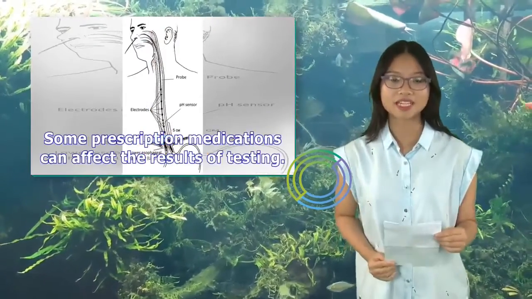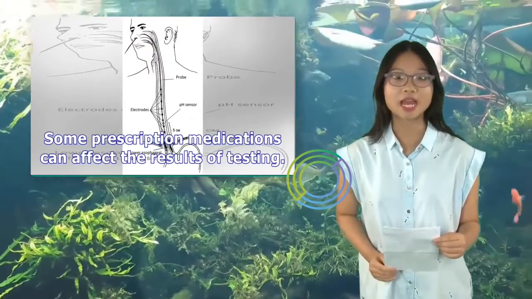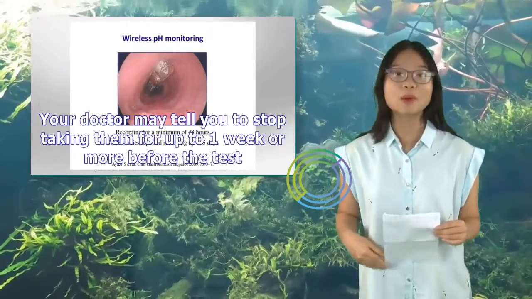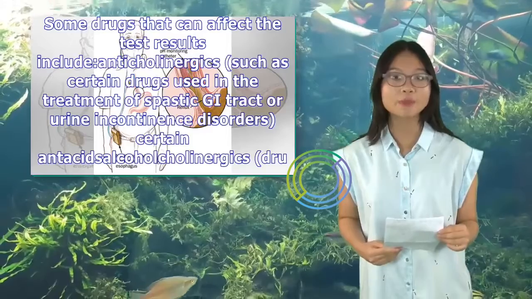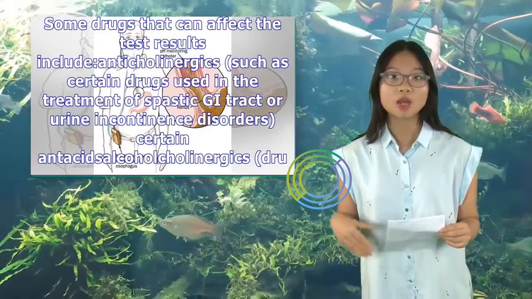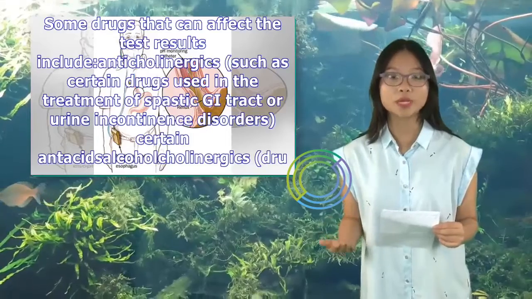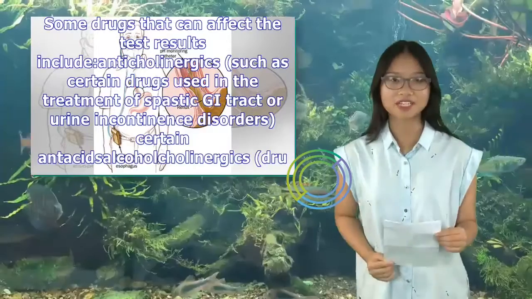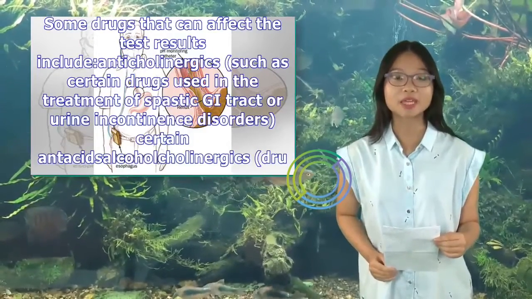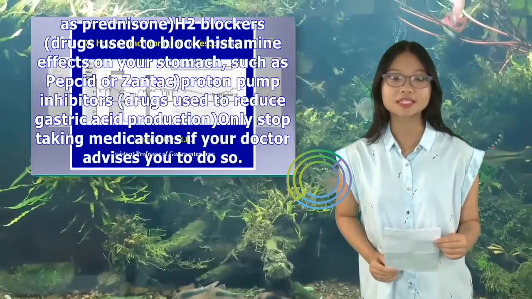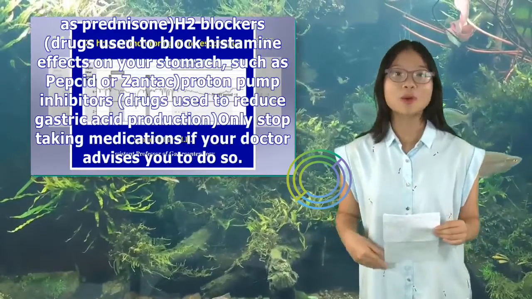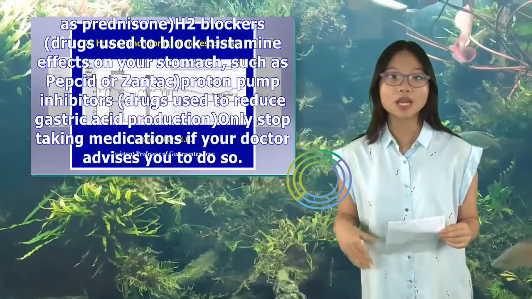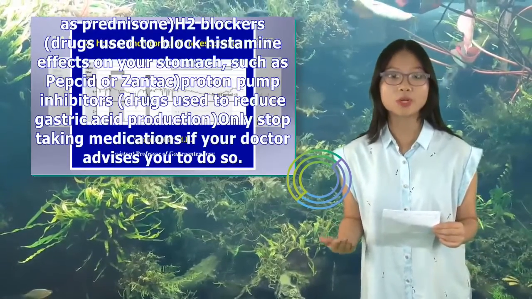Some prescription medications can affect the results of testing. Your doctor may tell you to stop taking them for up to 1 week or more before the test. Some drugs that can affect the test results include anticholinergics, such as certain drugs used in the treatment of spastic GI tract or urine incontinence disorders, certain antacids, alcohol, cholinergics, drugs that produce similar effects as the parasympathetic nervous system, corticosteroids, such as prednisone, H2 blockers, drugs used to block histamine effects on your stomach, such as Pepcid or Zantac, and proton pump inhibitors, drugs used to reduce gastric acid production. Only stop taking medications if your doctor advises you to do so.